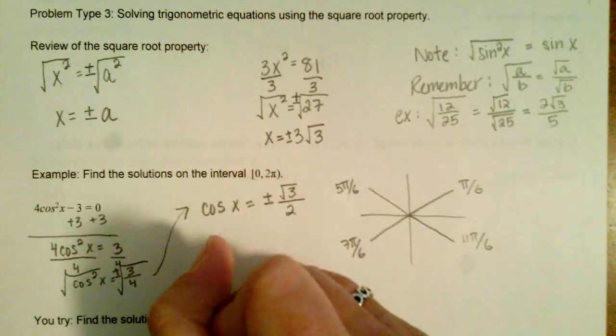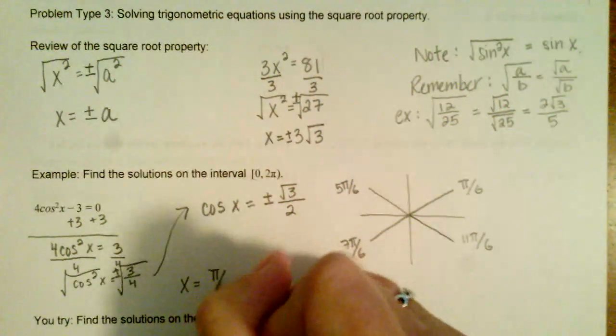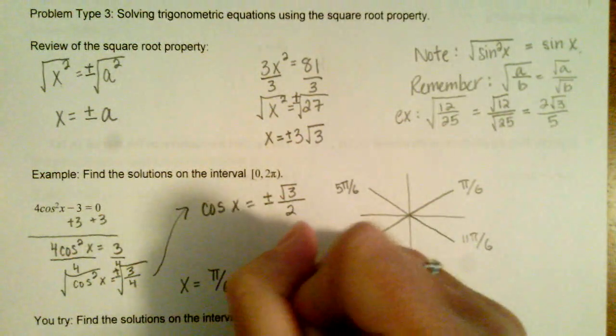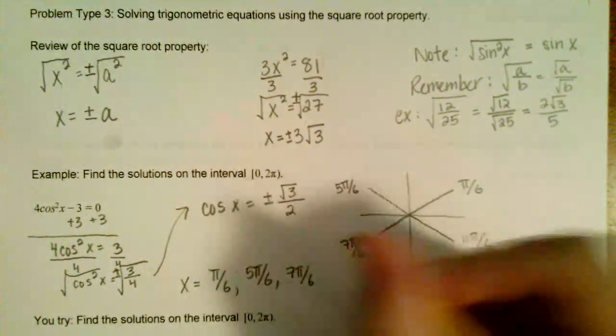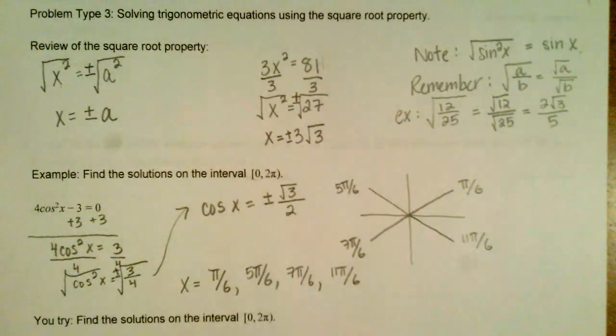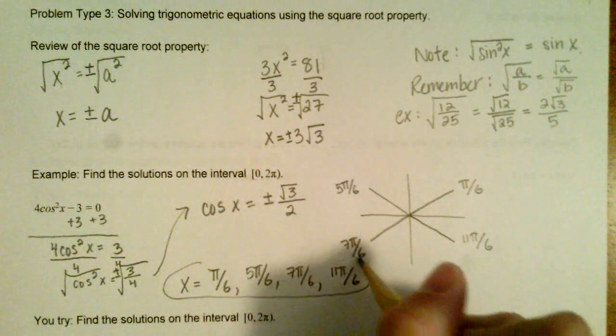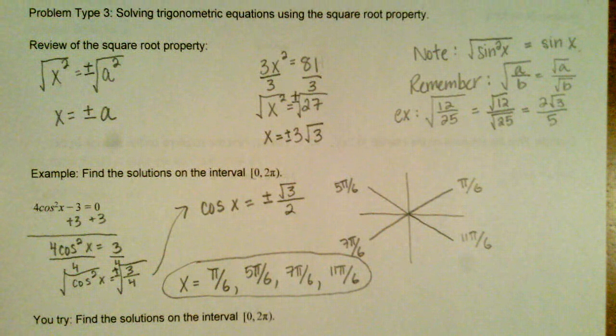So my answers, I'm going to list them. I always go from smallest to biggest, are going to be pi over 6, 5 pi over 6, 7 pi over 6, and 11 pi over 6. Okay, so this would be my answers here. Pause the video now and try the you try problem. Okay, I apologize. The answers are going to be on the answer key that I posted. Okay, but you can pause the video now, and when you restart, we'll be moving on to the special cases.